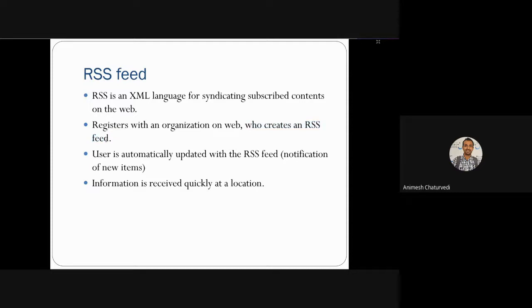Whenever new news comes in a particular domain of a website, you'll get the information. So these are the specific kind of RSS feed. The user is automatically updated with the RSS feed with a notification of a new item. In simple layman language, these are termed notifications. Information is received quickly at one location, so you'll get all the information at a particular location.